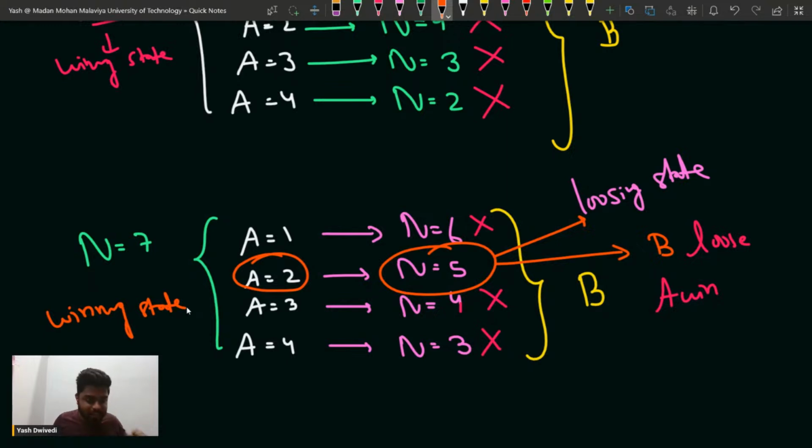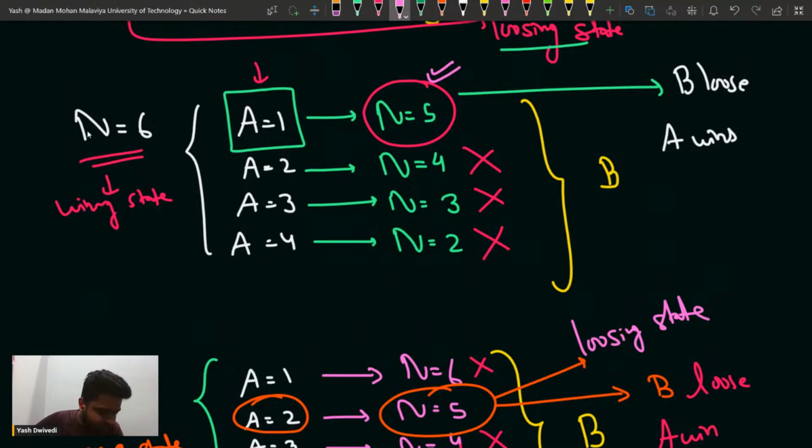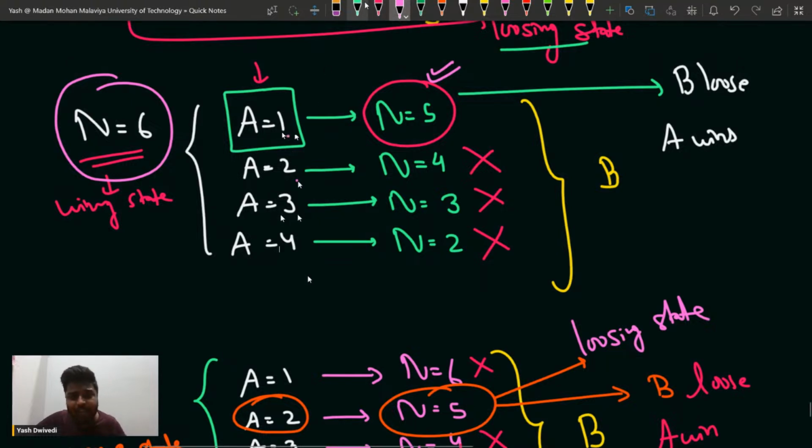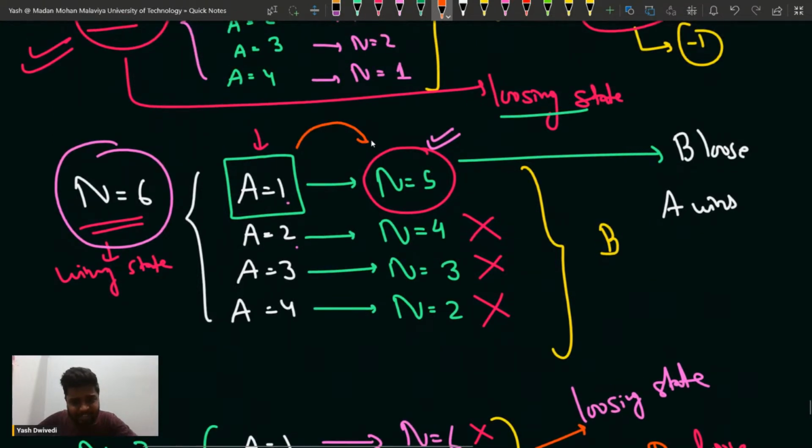How is n equal to 6 a winning state? If a player gets 6, they can take 1, 2, 3, or 4 matchsticks. Suppose A gets 6 here. If A takes 2 matchsticks, he is going to lose. If A takes 3, then also he is going to lose. If A takes 4, he is going to lose. But if A takes 1 matchstick, then B will get n value as 5.